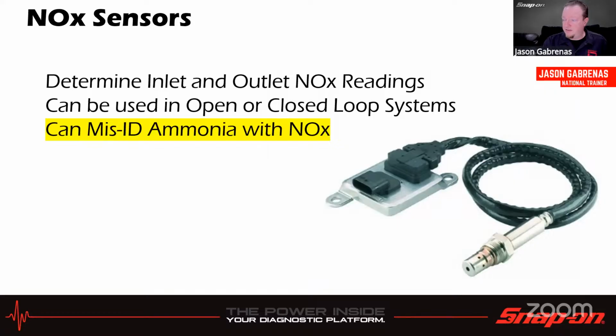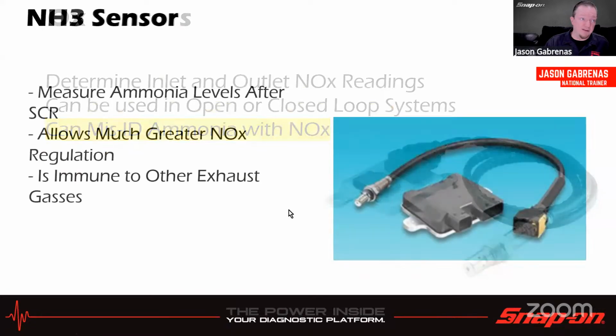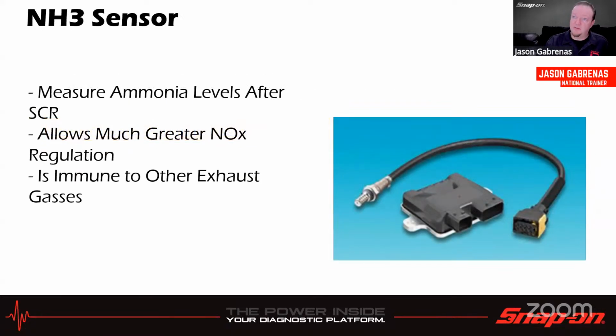Then we have the NOx sensors. Like I said earlier, it's going to determine the inlet and outlet NOx reading. So that's the oxides of nitrogen, and it can be used in an open or closed loop system. And the problem with it, though, is it can mis-ID ammonia as NOx. So it says, hey, you've got a whole bunch of NOx in here when it's really just ammonia. So just be aware that that is a thing that can happen, which is why some manufacturers use an ammonia sensor. It measures ammonia levels after the SCR to see whether or not there's excess ammonia in there that could be misidentified. It allows for much greater NOx regulation, and the nice thing about this is it's immune to other exhaust gases as well, so it won't mis-ID other gases as ammonia.